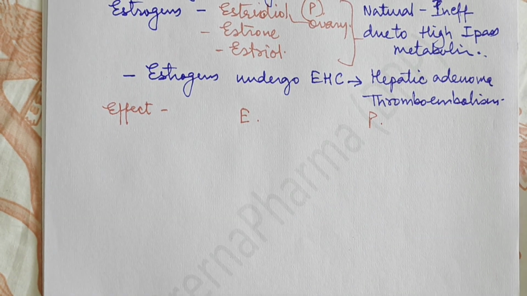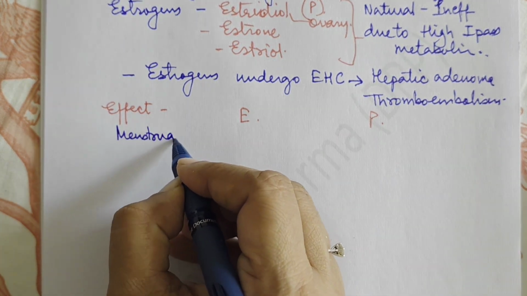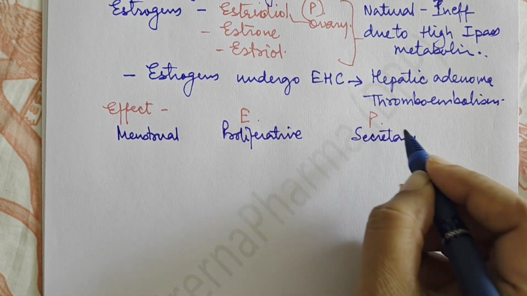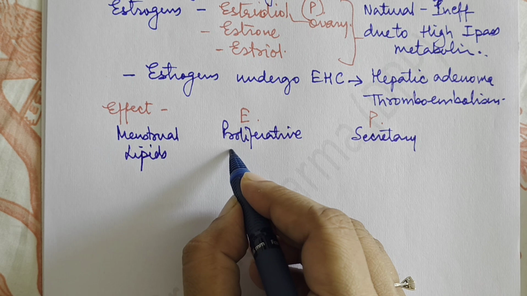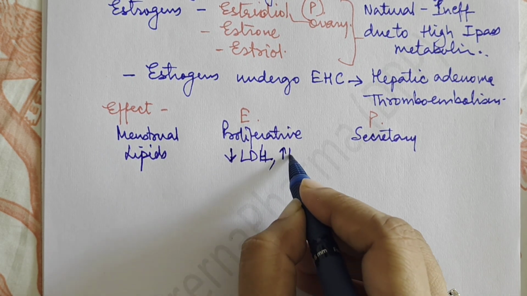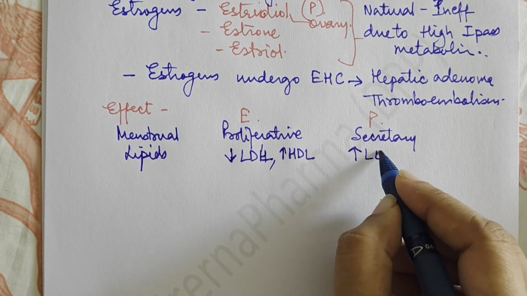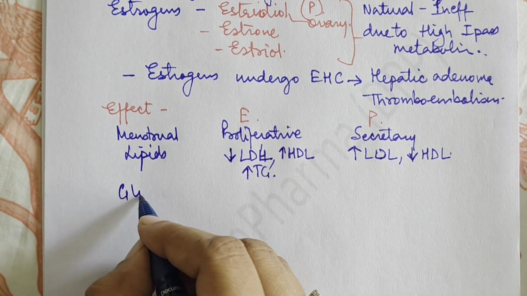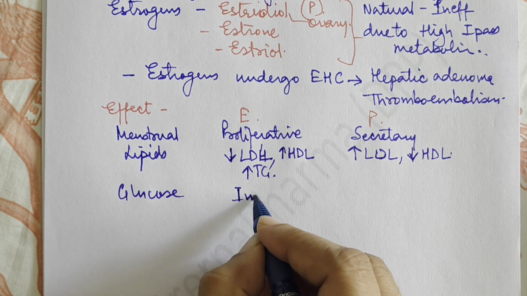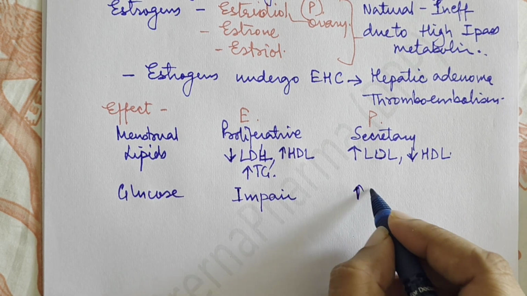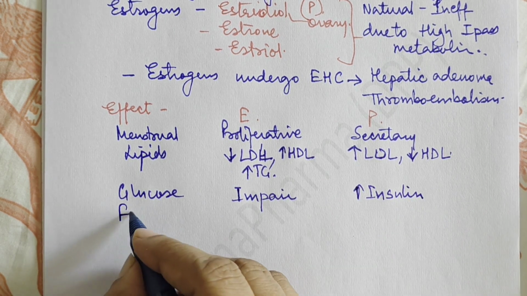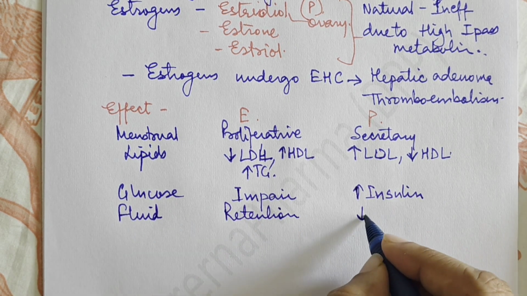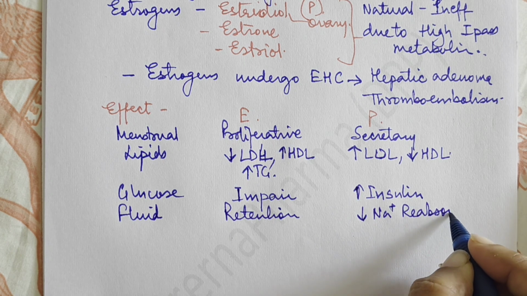Now let us see the effect of the hormones on various aspects of our body. So here, this is estrogen, this is progesterone. On the menstrual cycle, you will see that estrogen has mainly a proliferative response, while progesterone has a secretory response. Then on lipids, estrogens reduce LDL and increase HDL, while progesterone increases LDL and decreases HDL. They also increase triglycerides. On glucose, estrogens impair glucose tolerance, while progesterone increases insulin release. On fluid balance, estrogens cause retention of sodium and water, and progesterone causes decreased sodium ion reabsorption.